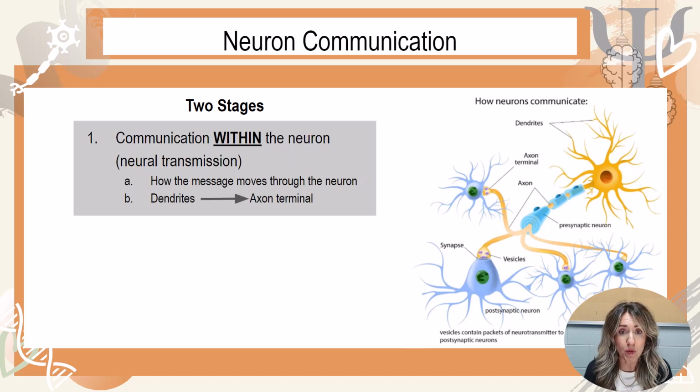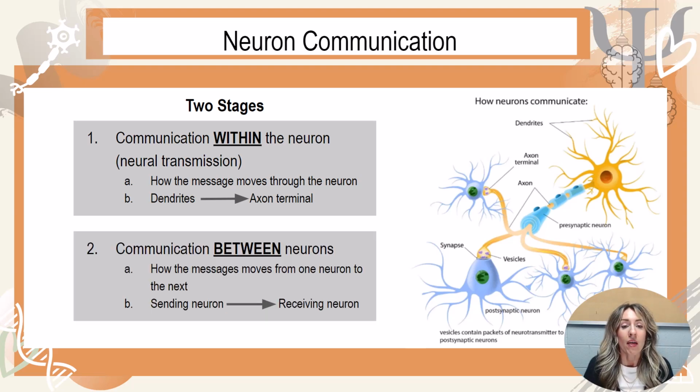So when we talk about neuron communication, it's important to know that there are two stages. The first one is communication within the neuron, and this is generally referred to as neural transmission. It's the idea of how the message moves from the dendrites, who are listening, through the axon to the terminal buttons or branches, the axon terminal at the end of the neuron. The next stage is the communication between neurons. This includes all the things that happen from the axon terminal of one neuron to the dendrites of the next, and what steps it takes for the message to actually move from one neuron to the next.